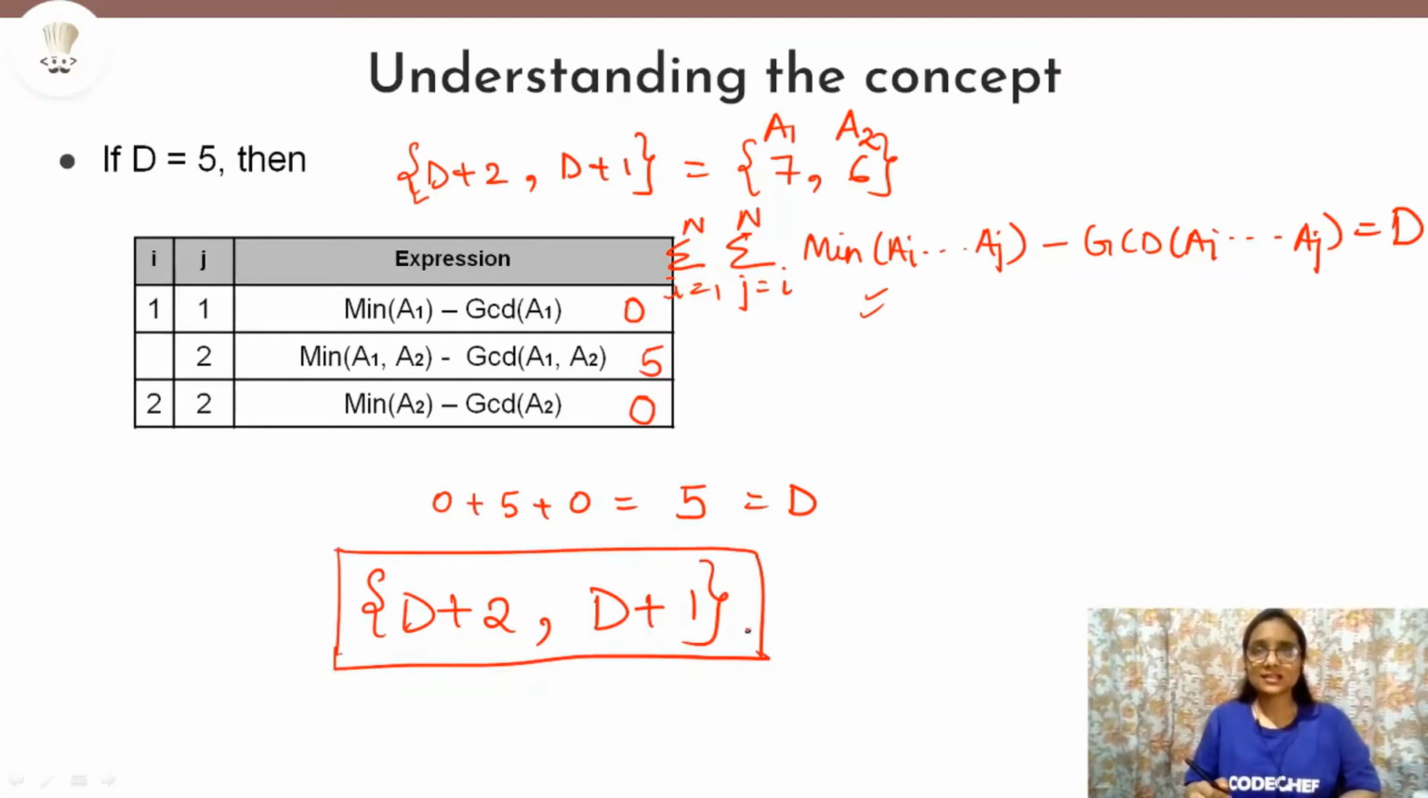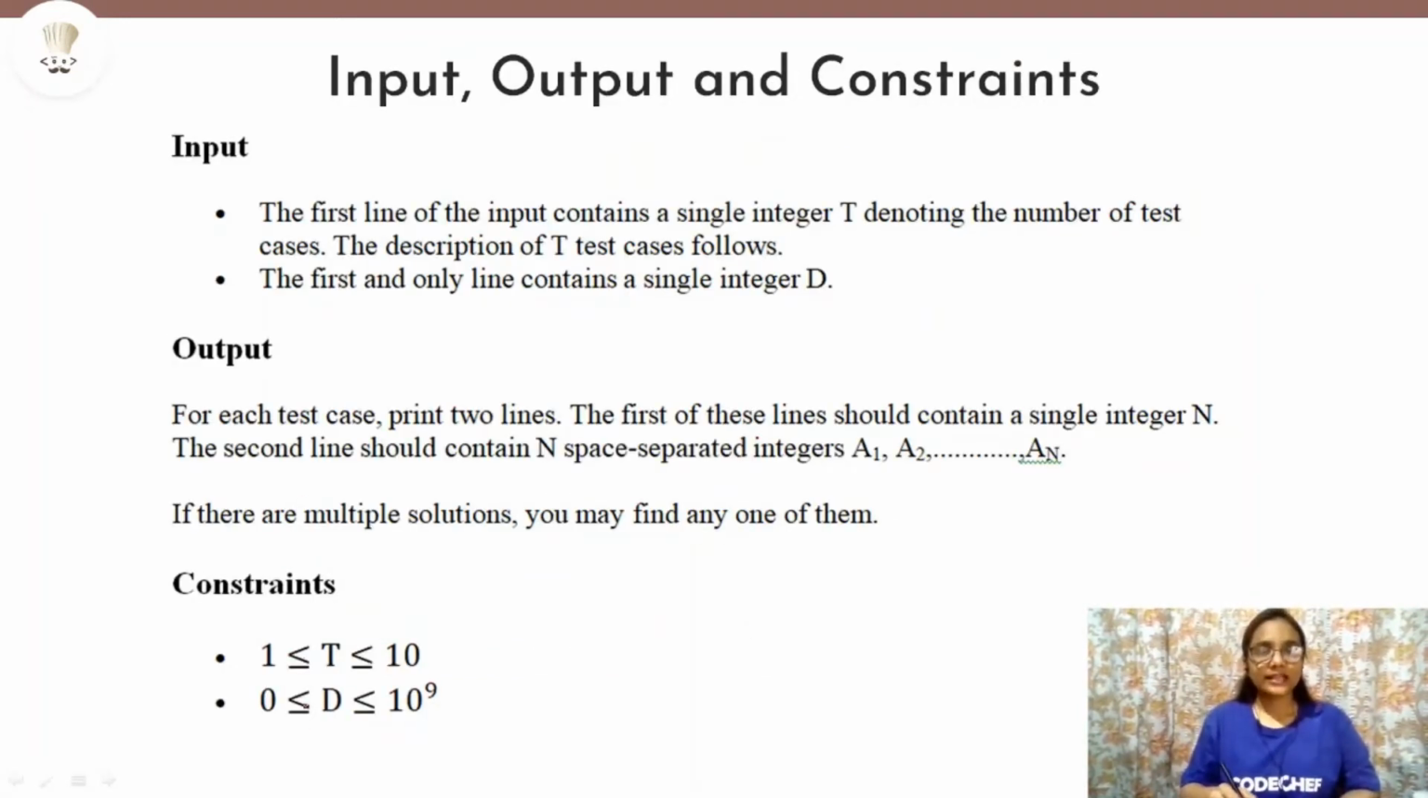But is this true for all the cases? No. We have one trick here: the upper range of D can be up to 10 to the power 9. And for the test cases, it's fine because the upper range is only 10, so it's not very large. But for D, we are given a very large range, that is 10 to the power 9. But in our problem statement, any element of the sequence must not be greater than 10 to the power 5.